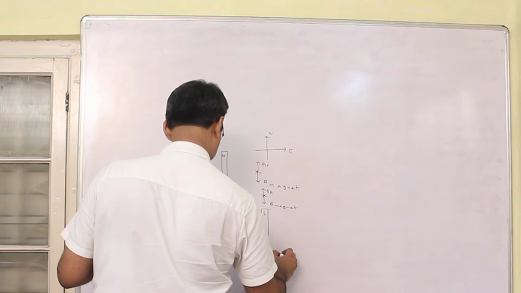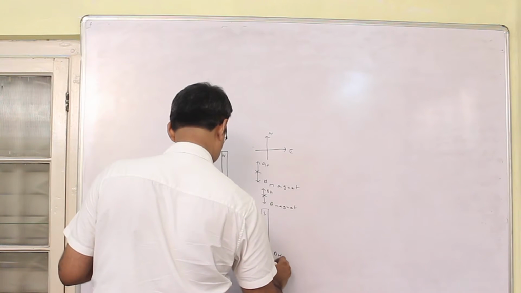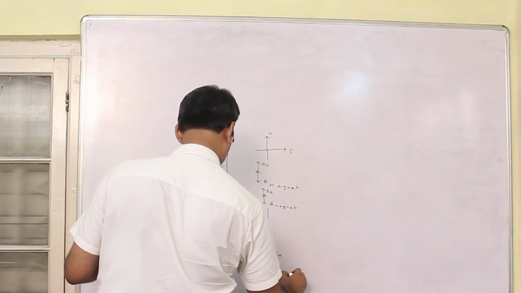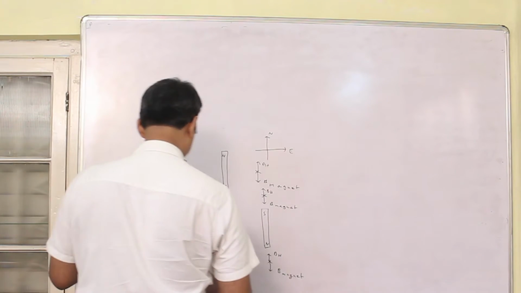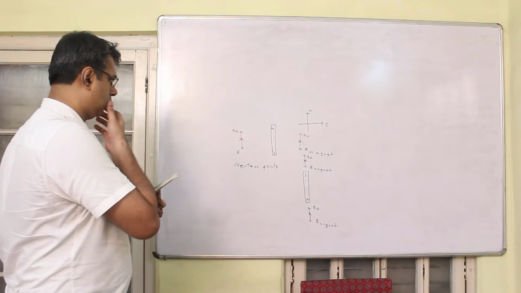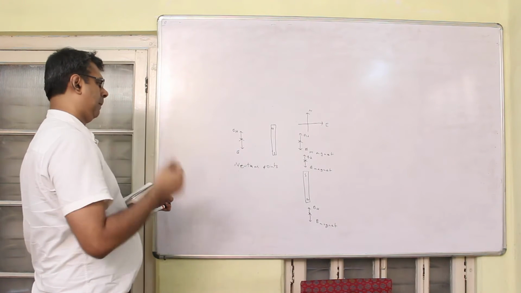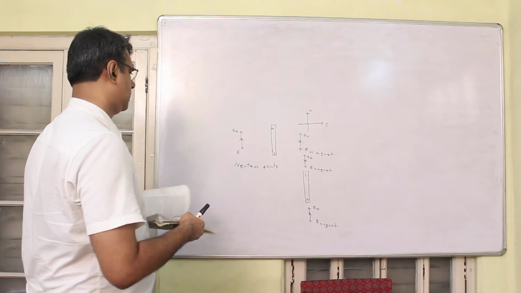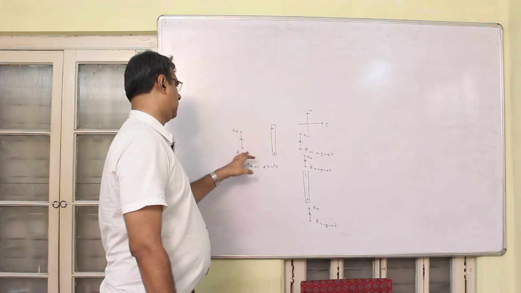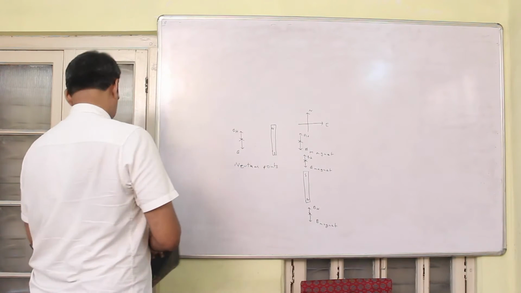And similarly here, this is the neutral point. So these are the 2 neutral points. So a neutral point is a point where the field due to the Earth and the field due to the magnet, they both cancel each other.